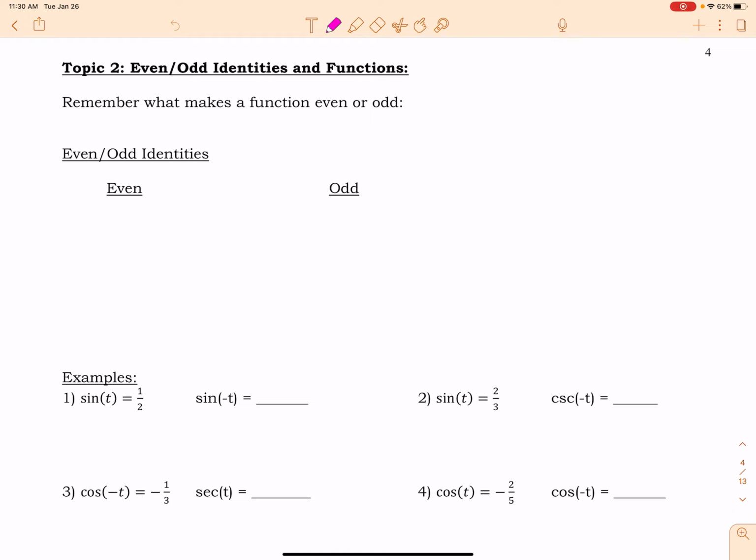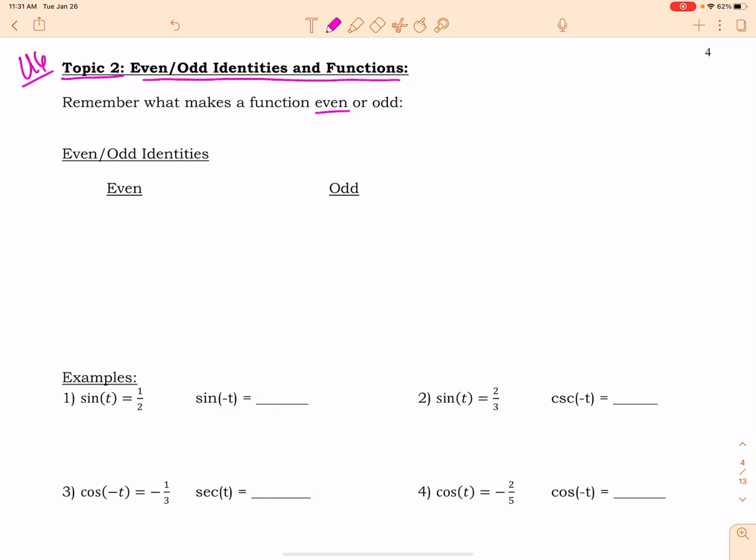Pre-calculus, we are still in Unit 6, obviously, and we are going to be discussing Topic 2, which is the even and odd identities and functions. If you'll recall from our parent functions that we discussed at the beginning of the year, we talked about them being even and odd. So we're going to do the same thing for our trig functions. The first thing we need to remember is what makes a function even or odd.